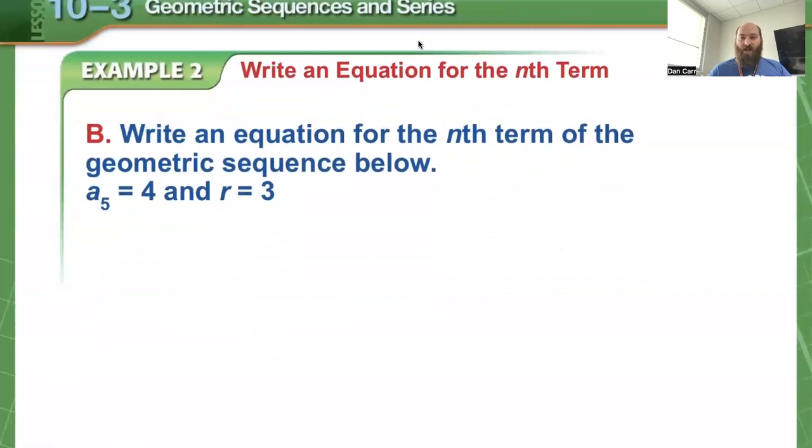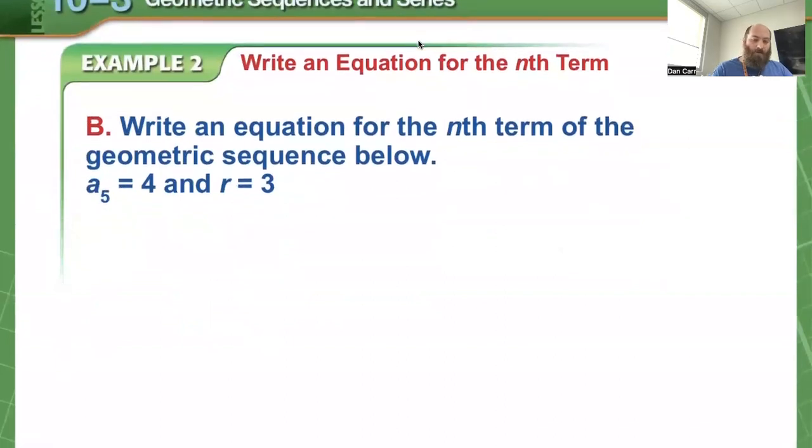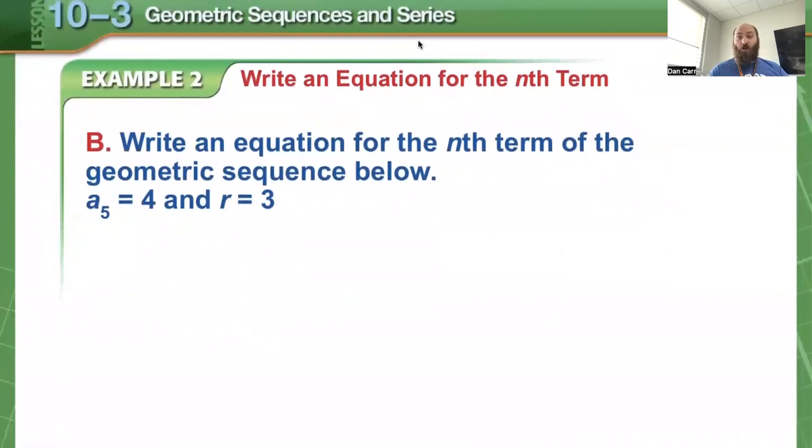All right, so write an equation for the nth term of the geometric sequence below. Just like before, we're going to use the formula, plug in what we know, and see what we can find.